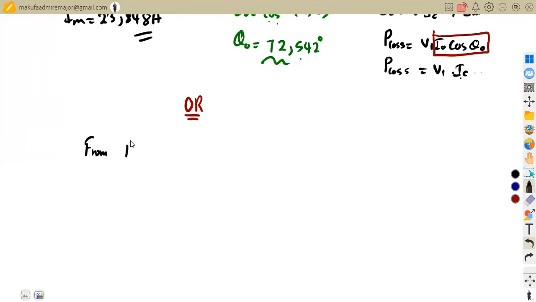So from P loss, which is the power loss, which is our iron loss in this case, or the core loss, we found that this formula can be given as V1 times the current of the core component, IC. Meaning to say, we have V1 and we have the power loss, so we can calculate IC. I want you to take note of another way that we could have calculated.